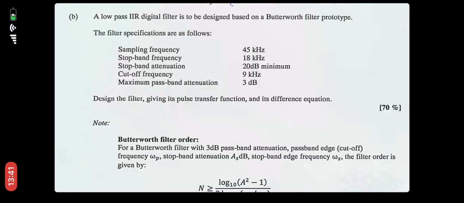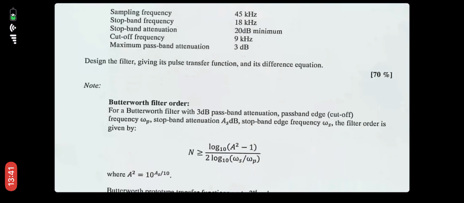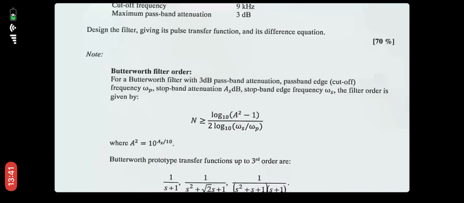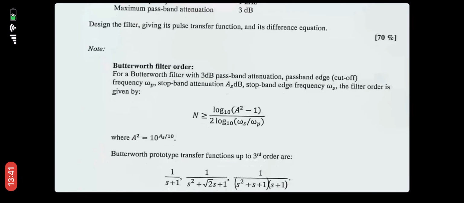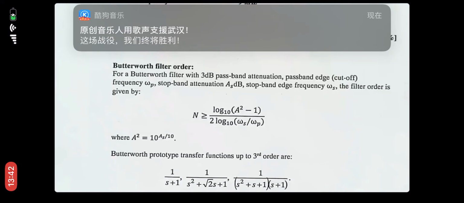So I'm slightly running out of time, so I'll gloss over some of the steps here, but just show you what they are. But just as a note, the things that you'll need, like the Butterworth filter prototypes, are given in the question. So when you do these, the formulas are here. Just make sure that you can read the formula and understand how that's applied.